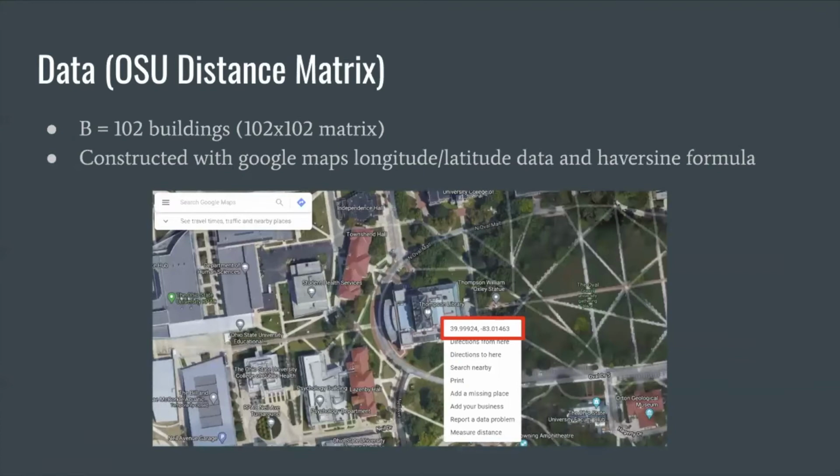And then just a quick overview of how we did the distance matrix. We ended up using 102 different buildings on OSU main campus. We recorded longitude and latitude data, and then we used a formula to calculate the distance between latitude and longitude points.